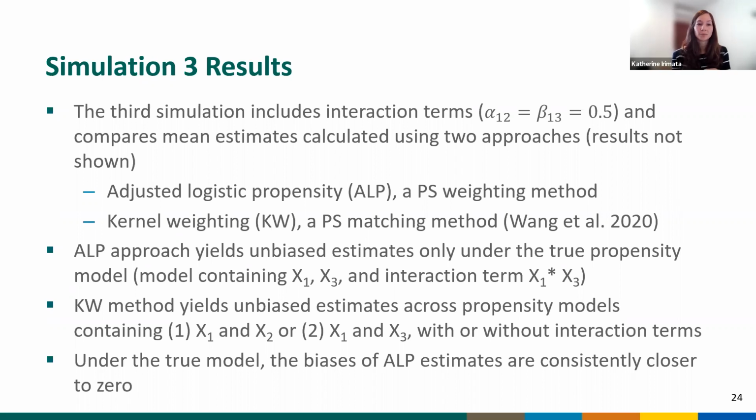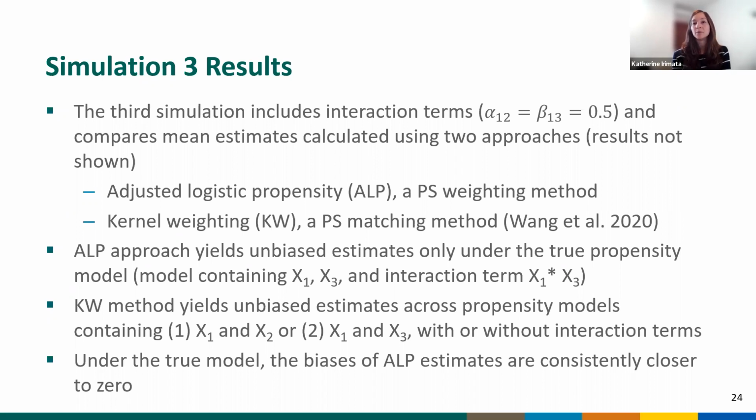So when we use the ALP approach, which is the weighting approach, we see that we have unbiased estimates only when the true propensity model is specified. And so the true propensity model, because we have interaction terms, has to include the confounder, the selection variables, as well as that interaction term between the confounder and the selection variables. So for the ALP approach, it only yielded unbiased estimates when the correct model was specified, including the interaction. On the other hand, the KW approach, which is our matching method, gave us unbiased estimates across all the propensity models that were evaluated.